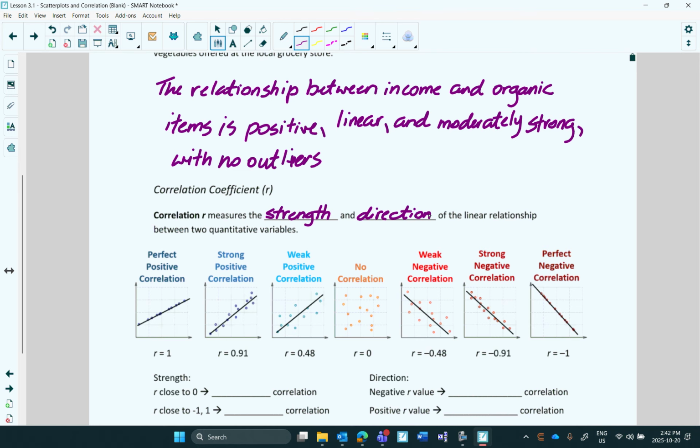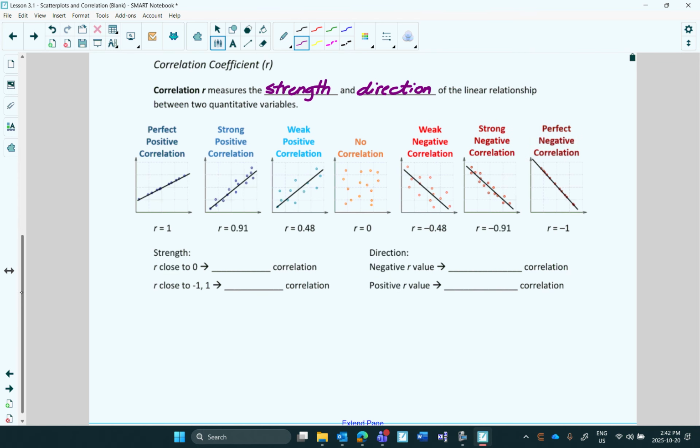Are you guys having fun? If r is close to 0, we have a weak correlation. If r is close to -1 or +1, we have a strong correlation. If r is negative, obviously the correlation is negative. And if r is positive, obviously the correlation is positive.